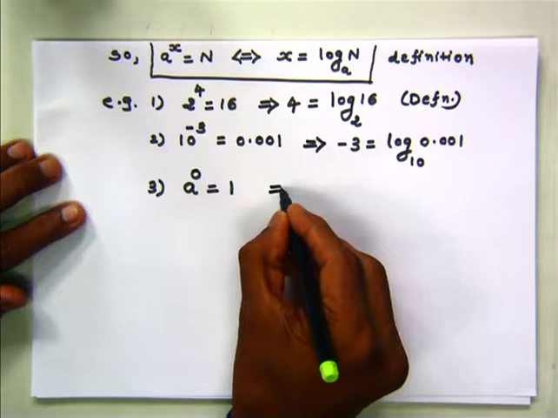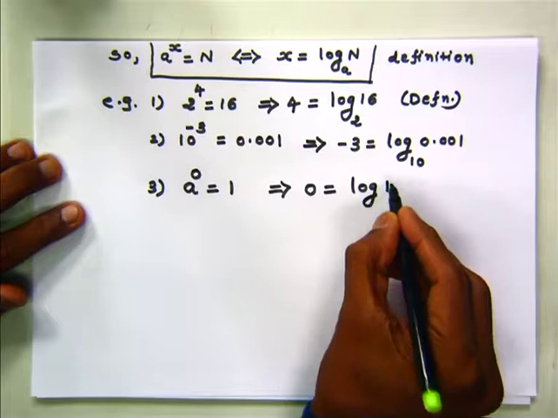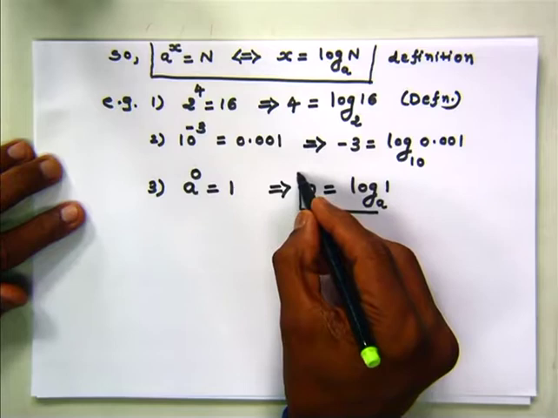0 is equal to logarithm of 1 with respect to the base a. So we are getting one very useful result.